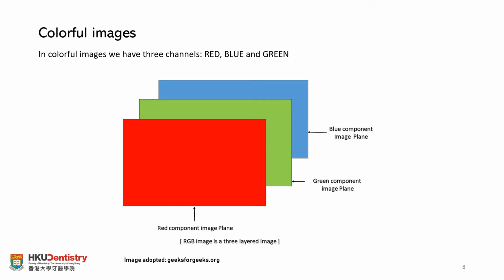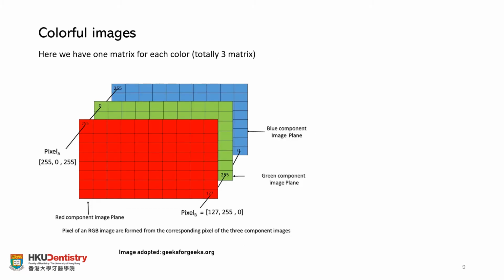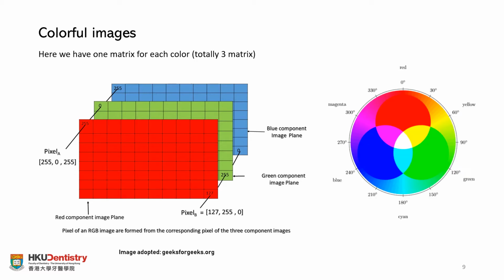In a colorful image, we have 3 different planes: one blue component, one green component, and one red component. We use these 3 matrices or 3 planes to generate colorful images. Maybe you ask, here we only have 3 colors, so how can we generate different types of color? The idea is exactly the same as what happens in the real world. For example, if we mix red and green, we can make the yellow color.